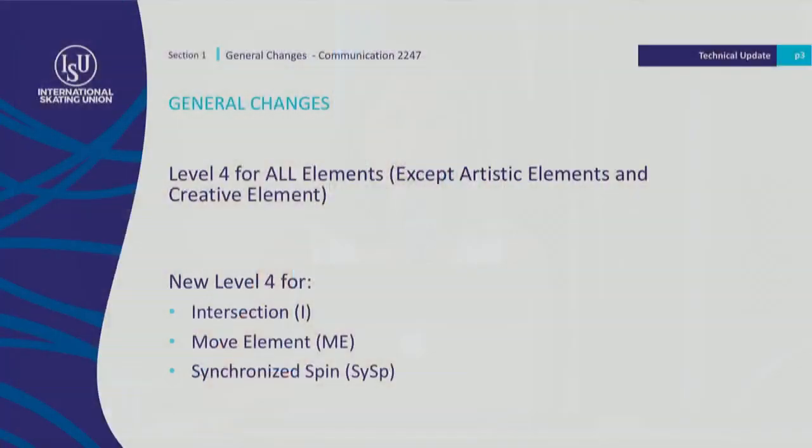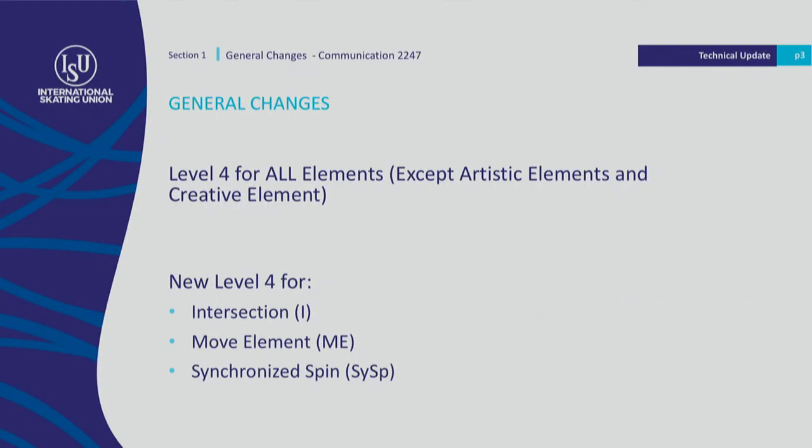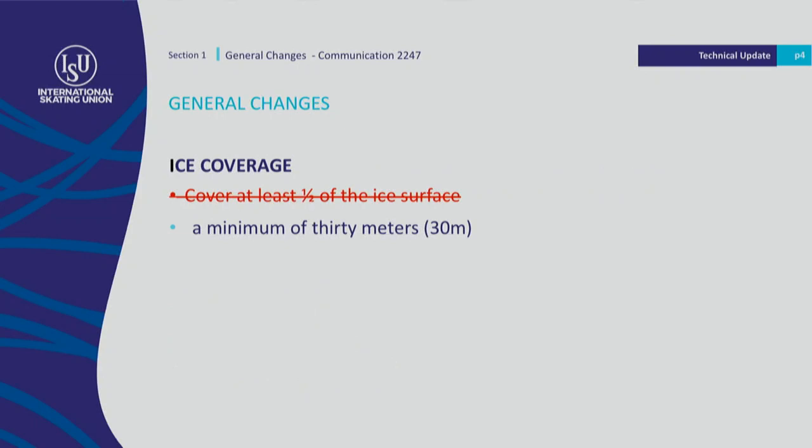So, in the new communication 2247, you could see that now the maximum level for all the elements, with the exception of artistic elements and the creative element, will be level 4. These changes will be applied to intersection, to move element, and to synchronized spin. With the enlargement of the range of levels, the difficulty of the highest level has also been increased. Some familiar definitions have also been changed.